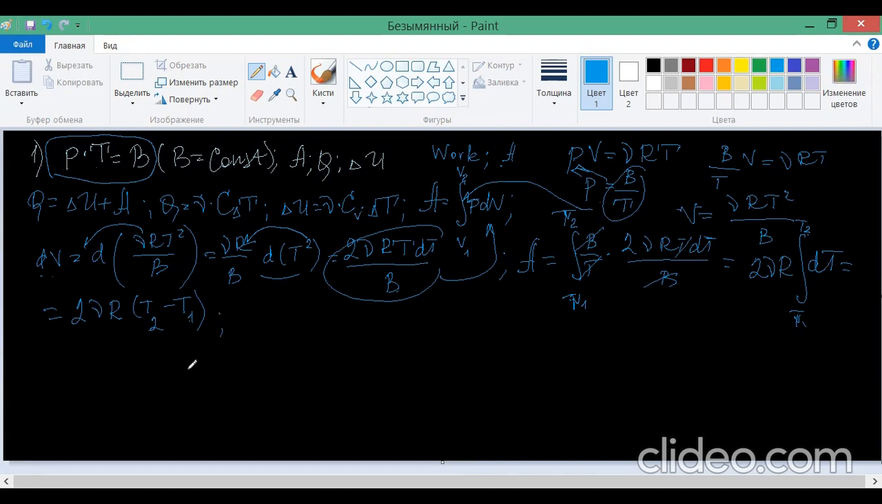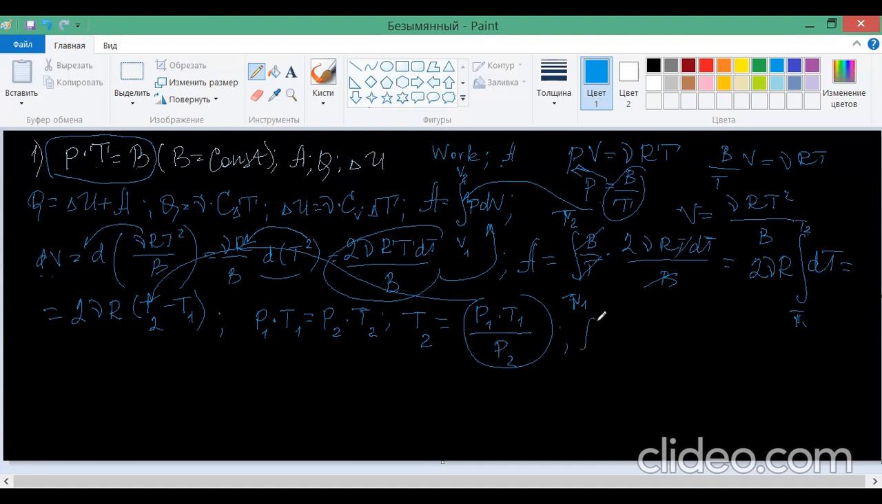So how can we do that? It's very easy. B is constant, right? Which means that P sub 1 times T sub 1 is equal to P sub 2 times T sub 2. Okay? And in this case, we can write that T sub 2 is equal to P sub 1 times T sub 1 over P sub 2. And let's plug this here instead of T sub 2.